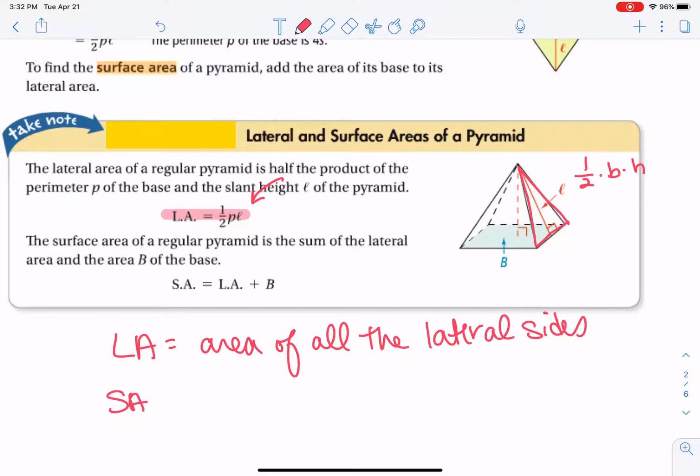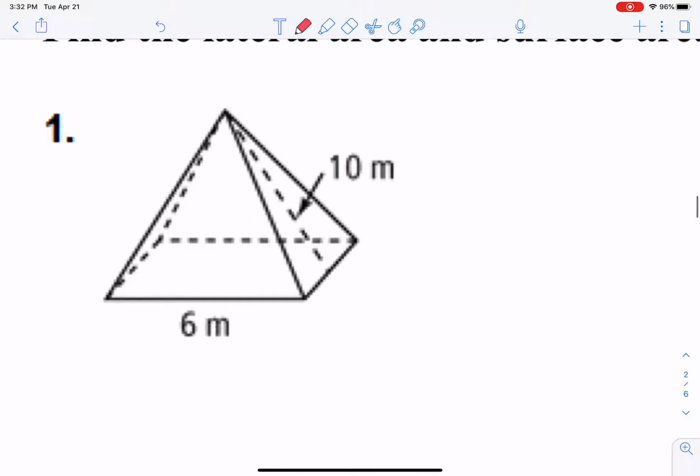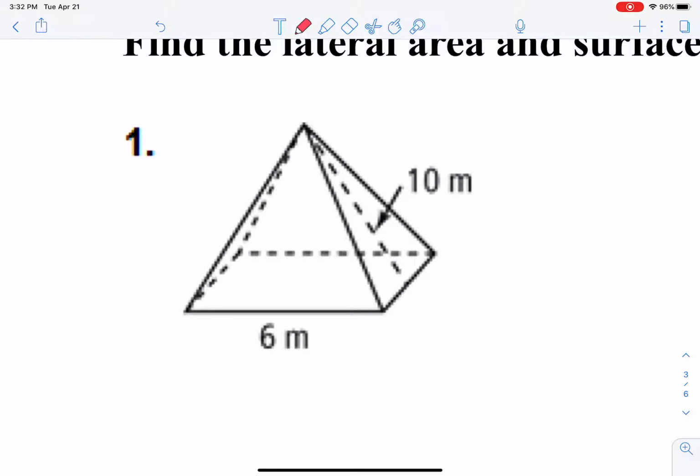Surface area is still the lateral area plus the area of the base. So there's only one base in this case instead of 2 like before, just the bottom of the pyramid. So let's do a couple of these. We'll start with a basic one. This is called a square pyramid.